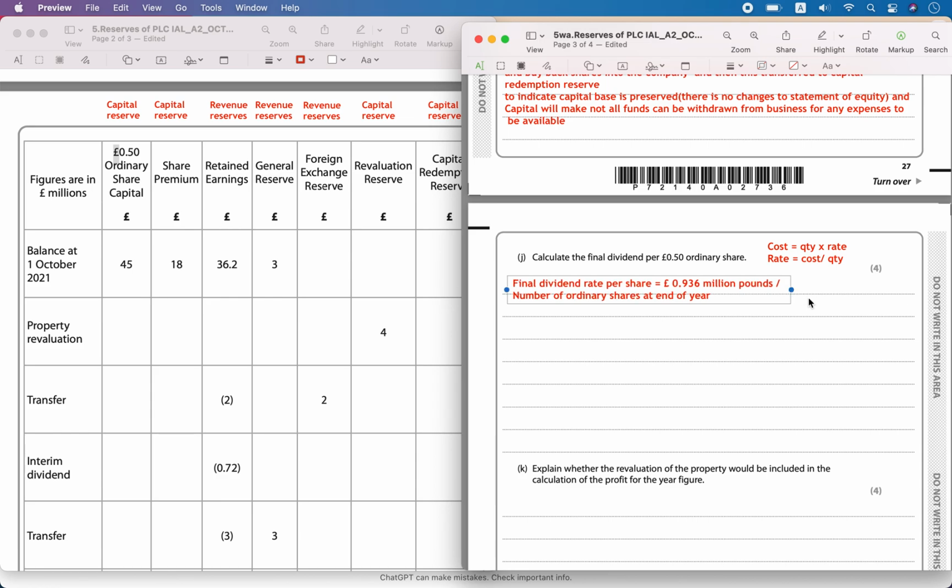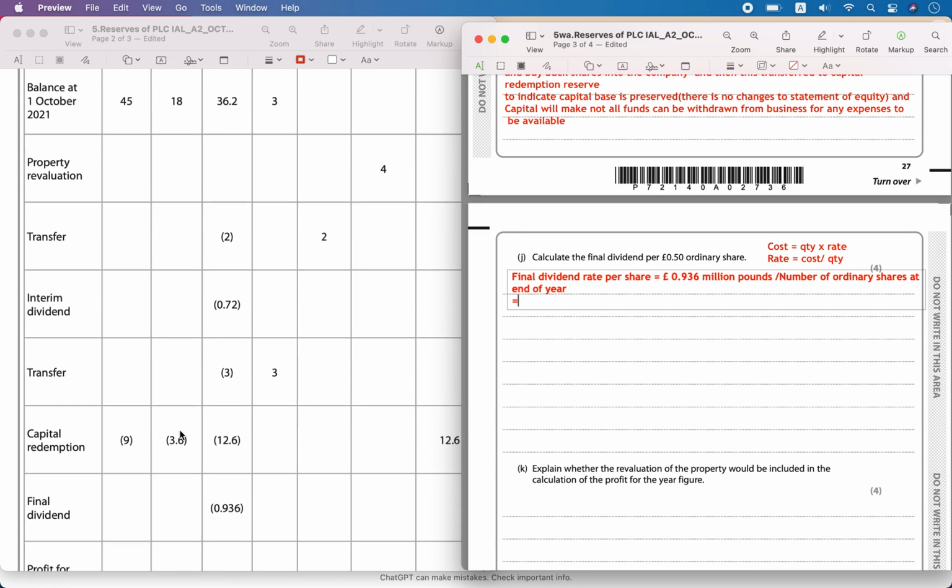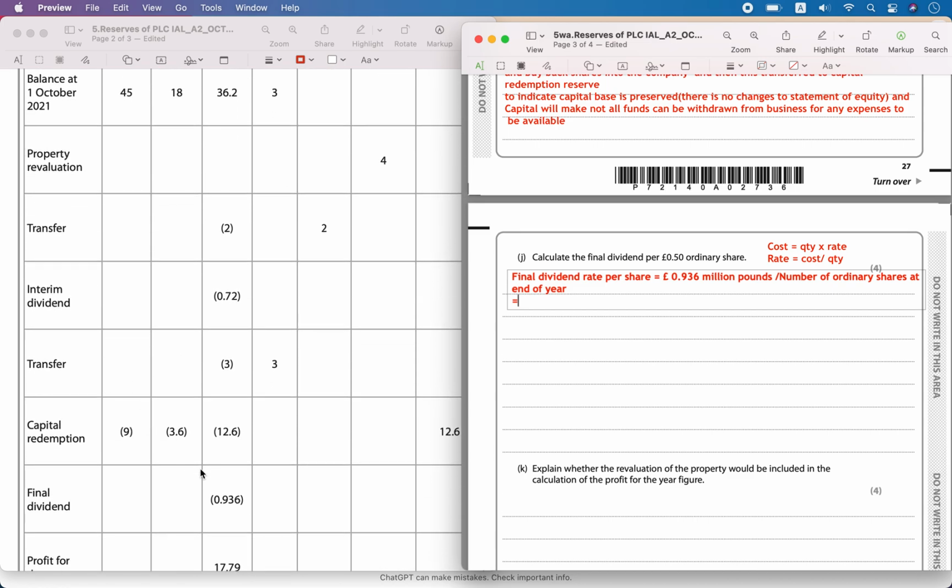You have to take the number of shares at the end of the year, because here there has been a reduction in the number of shares, so you have to account for it. Whereas for the interim dividend, there were no changes to the number of shares before it happened. So now let's calculate that.